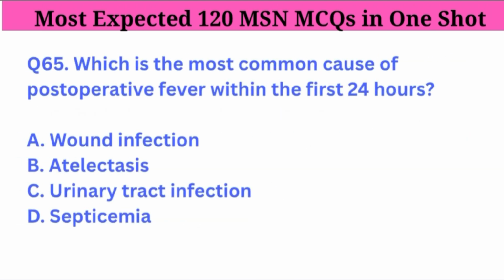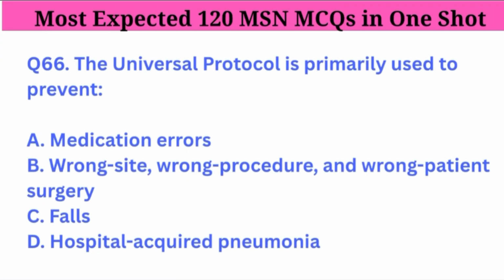Which is the most common cause of post-operative fever within the first 24 hours? Your correct answer is option B, atelectasis. The universal protocol is primarily used to prevent. Your correct answer is option B, wrong site, wrong procedure and wrong patient surgery.